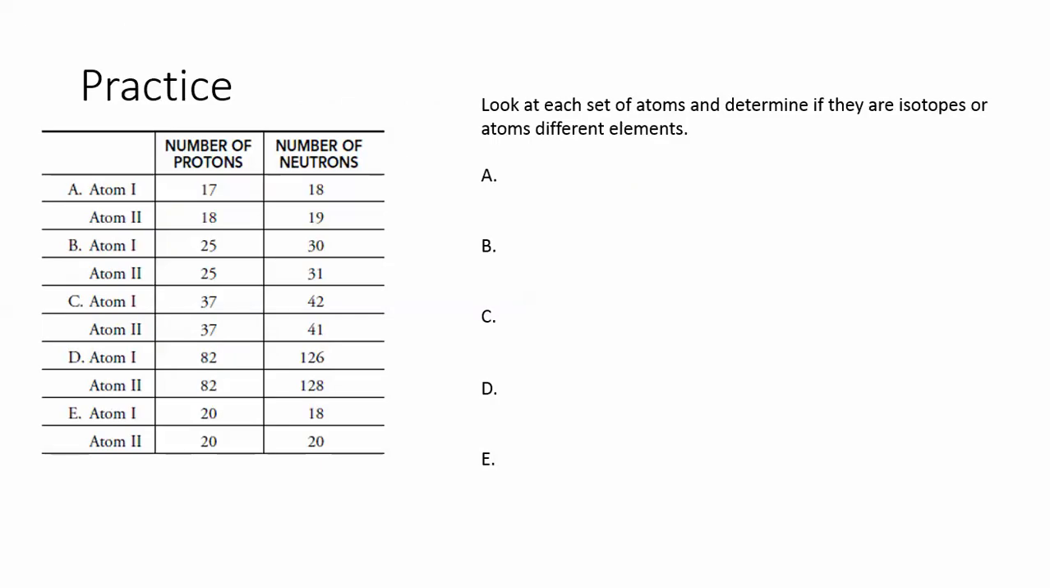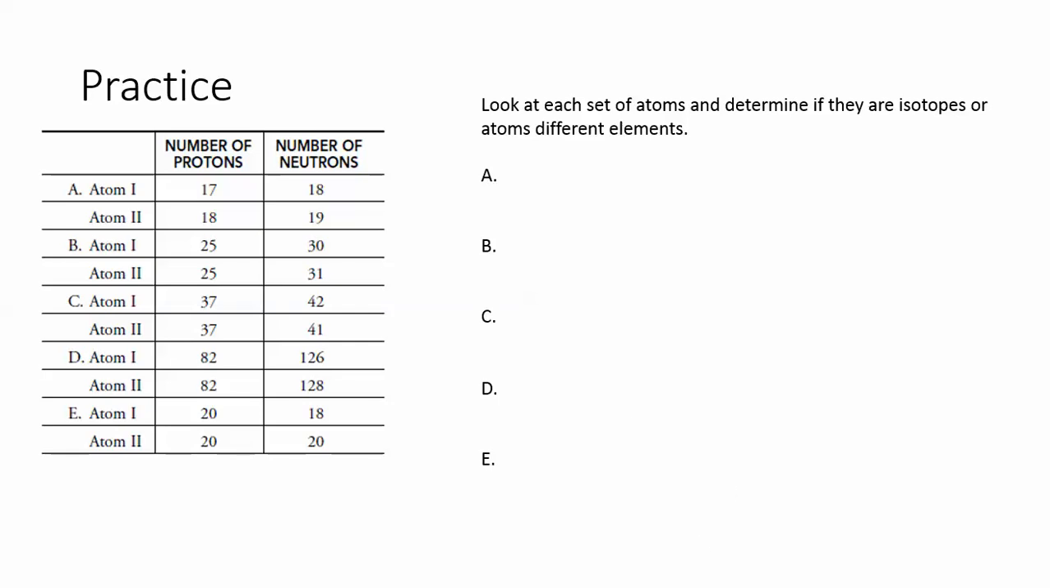Okay, I'm going to go through the answers on this one a little more quickly. You'll need to pause it. I don't want the video to run too long, so I'm going to go ahead and go through this. So look at each set of atoms and determine if they're isotopes or atoms of different elements. So here's A, here's B, here's C, D, and E. And it's a good idea to pause it and go over those yourself before you get the answers.